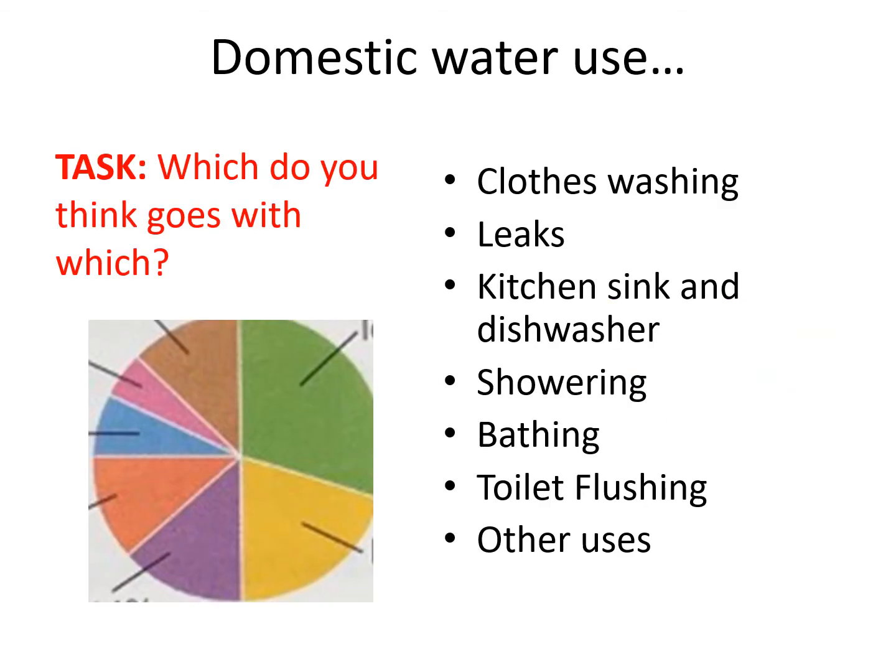Okay, little task for you. This pie chart shows you domestic water use. Domestic means within your home. It's been split into the different segments, and down the right hand side you've got clothes washing, so that's washing machines, leaks, that's leaky taps, leaky pipes, kitchen sink and dishwasher, showering, bathing, toilet flushing, and anything else. So that might include watering the garden or washing the car, something like that.